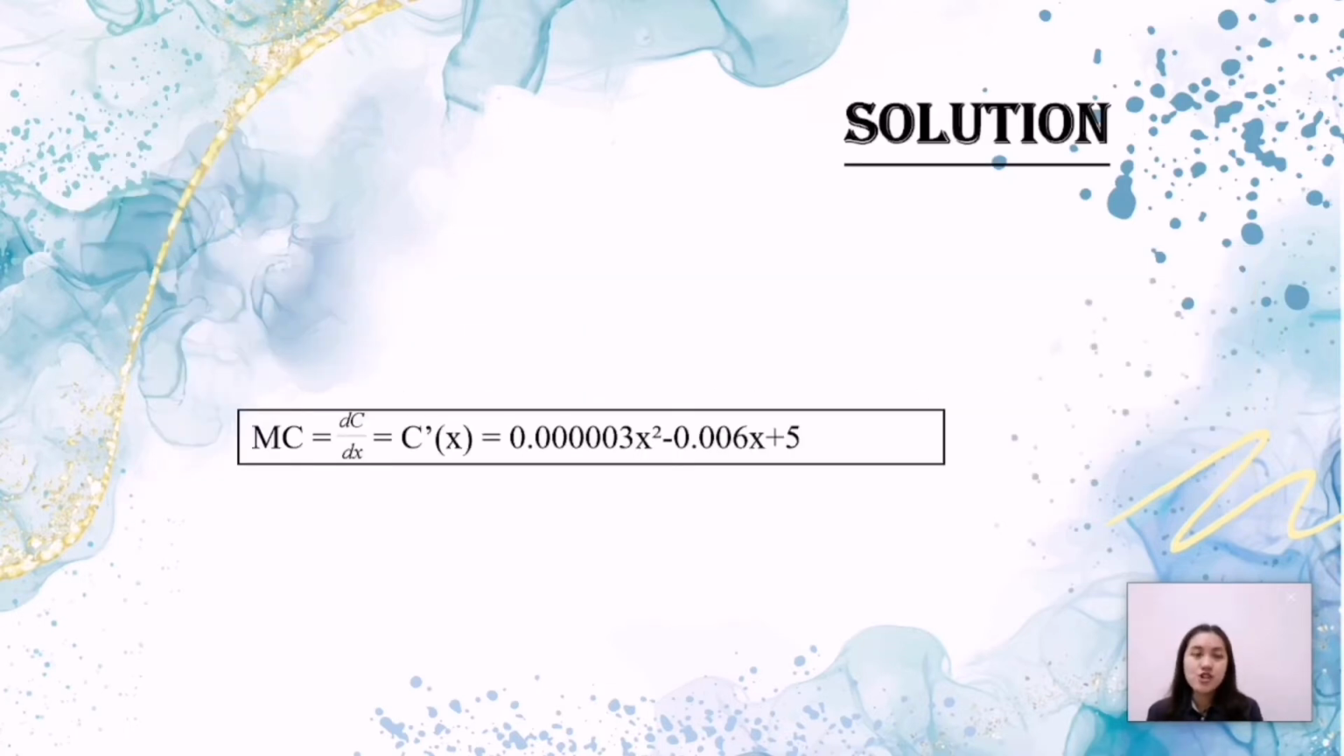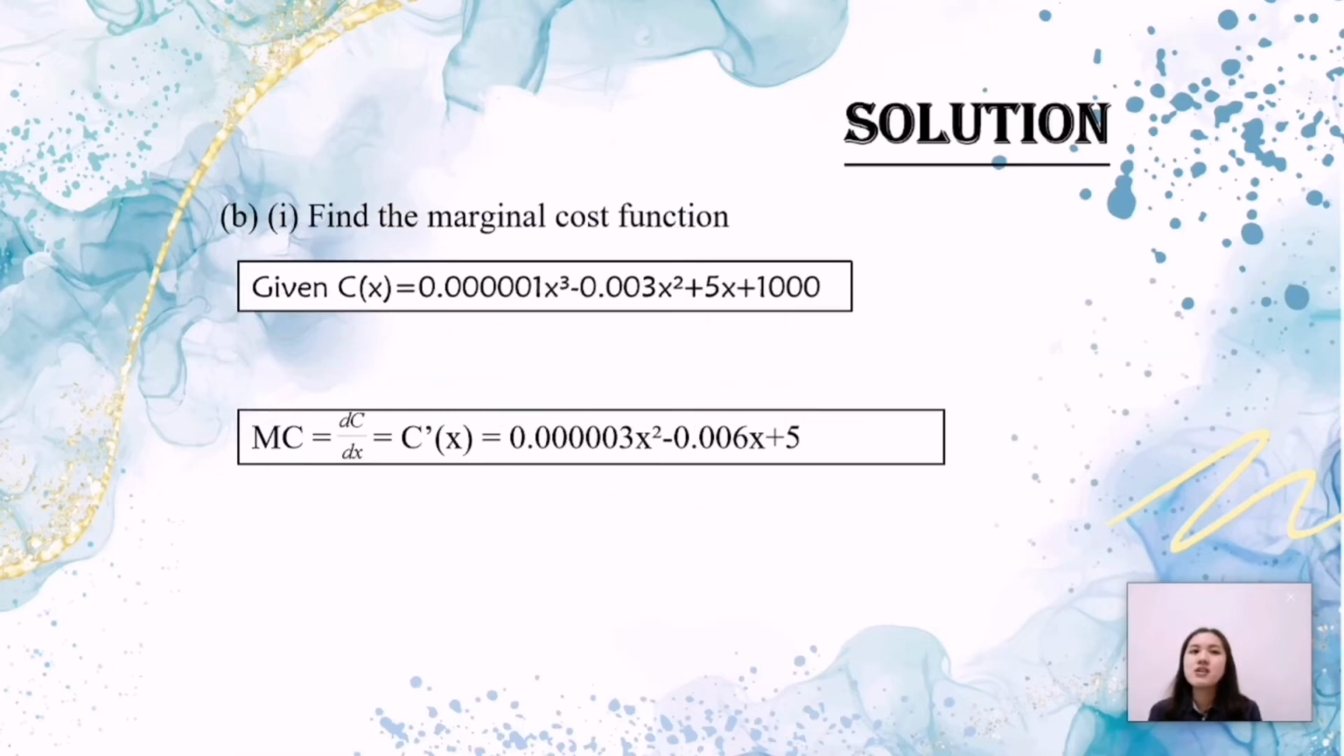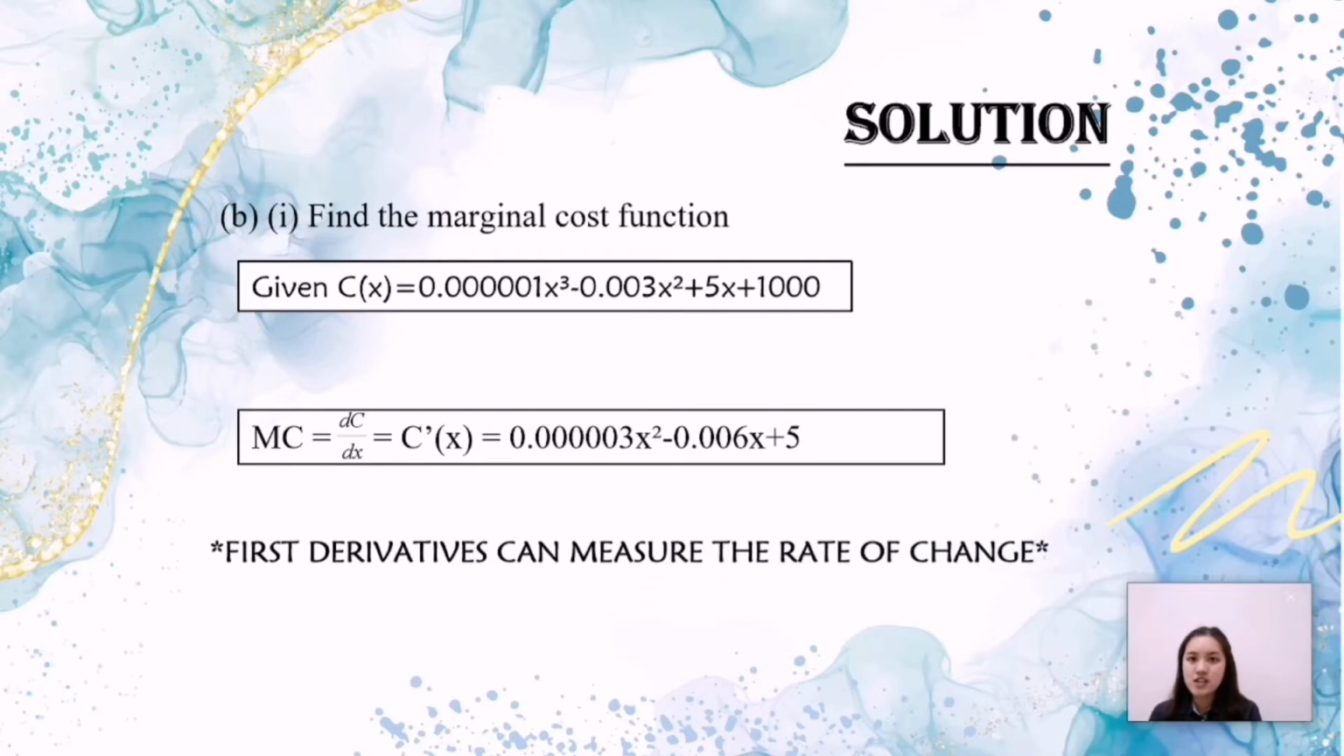So now, let's look at the solution. To find the marginal cost function, we write down MC equal to dC divided by dx, which is the first derivative of the cost function, which is 0.00003x squared minus 0.006x plus 5. Why do we use the first derivative? Because the first derivative can measure the rate of change.